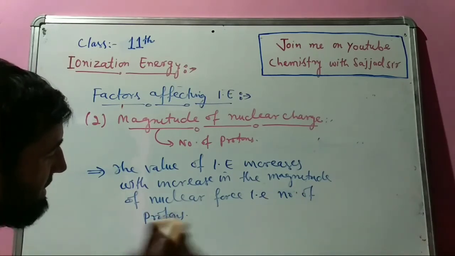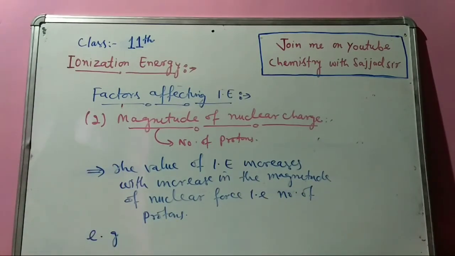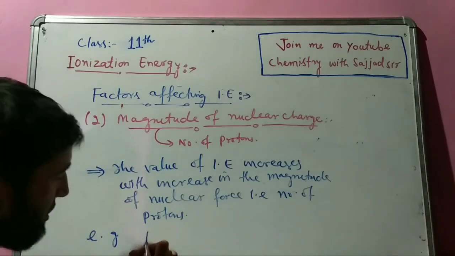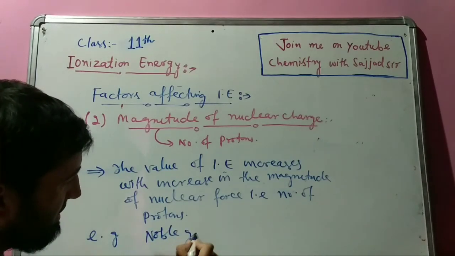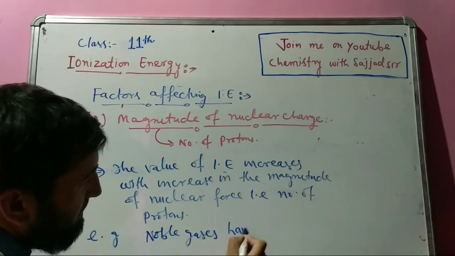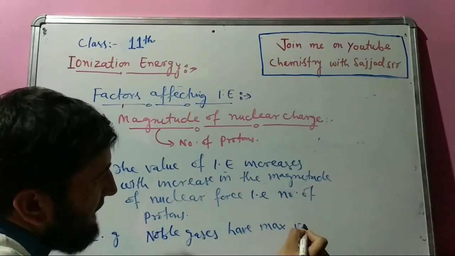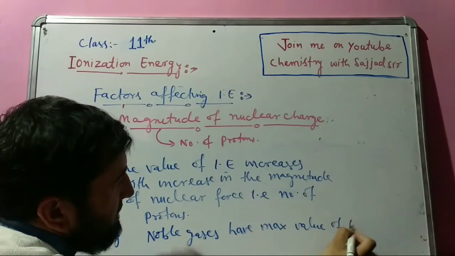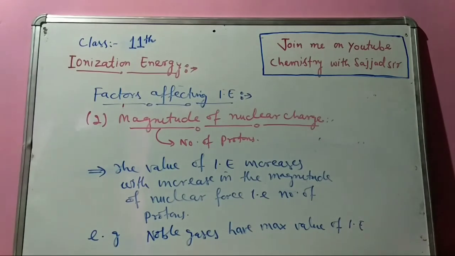For example, in a given period of a periodic table, the magnitude of nuclear charge, that is the number of protons, is more for the noble gases. So hence, in periodic table, noble gases represent a group of elements with maximum value of ionization energy. So noble gases have maximum value of ionization energy in a respective period.